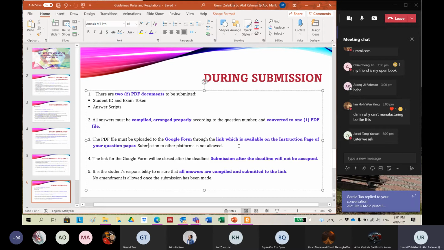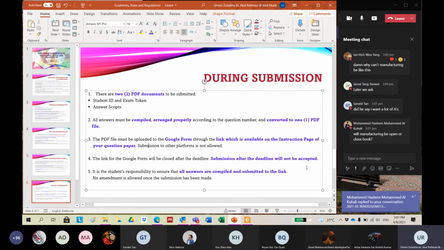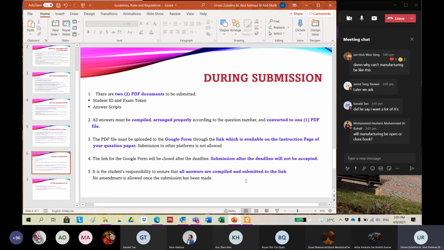Submission to other platforms is not allowed. This is to ease my tracking. And the link for the Google form, this one already explained. Submission after the deadline will not be accepted. It is the student's responsibility to ensure that all answers are compiled and submitted to the link.